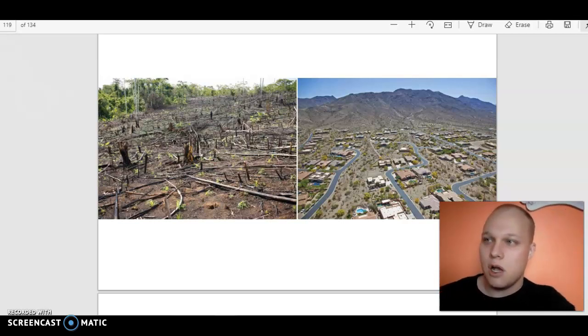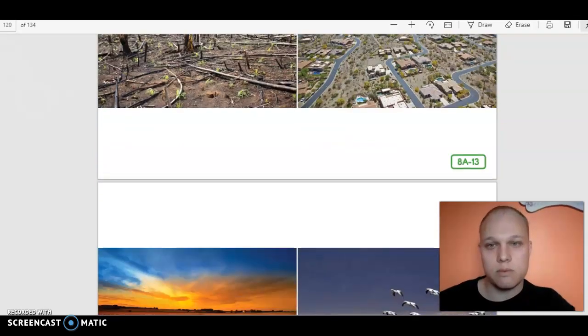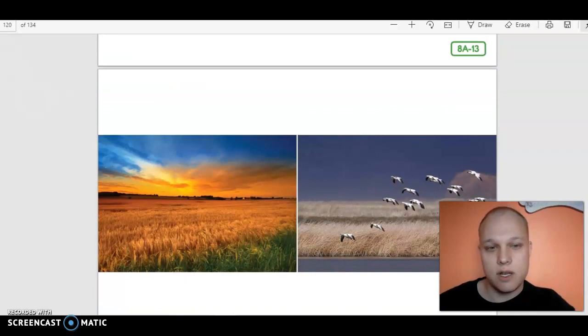Also, people build homes in the desert, the picture on the right there, and not only destroy animal habitats, but also very quickly use up all the water that the desert insects need to survive. The desert doesn't have much water to begin with, but then we take it, and then the insects have none.